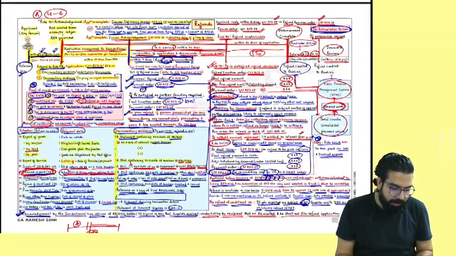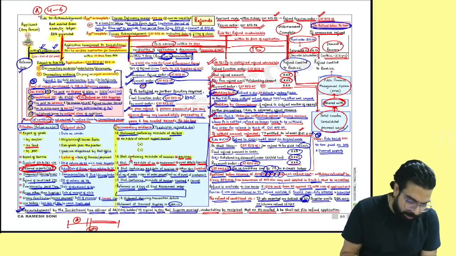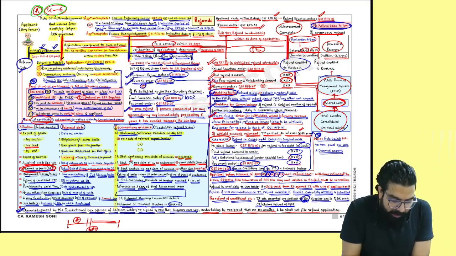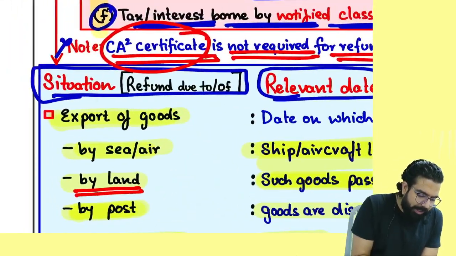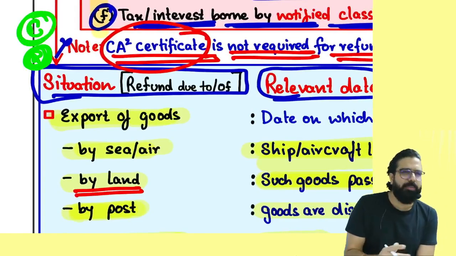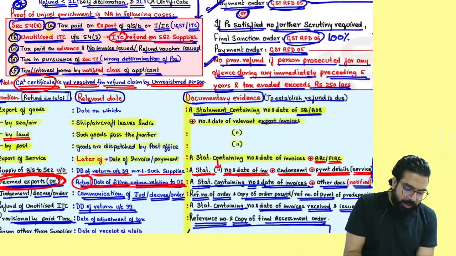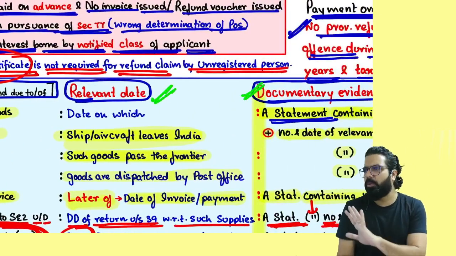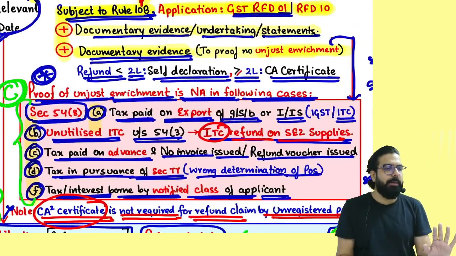Now listen, mark it. Everyone here, this is an A graded chapter, 4 to 6 marks. In the first chart, I feel the situation and the relevant date can be C graded from an exam point of view, not A graded. What are the situations? What is the relevant date? What is the documentation? C graded. Read once and go. When unjust enrichment is not applicable, C graded.